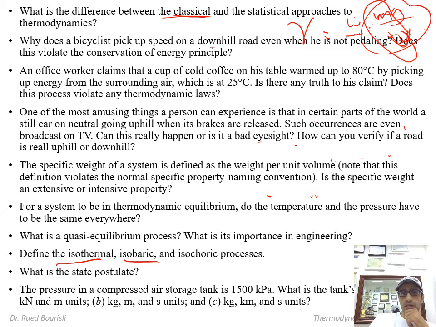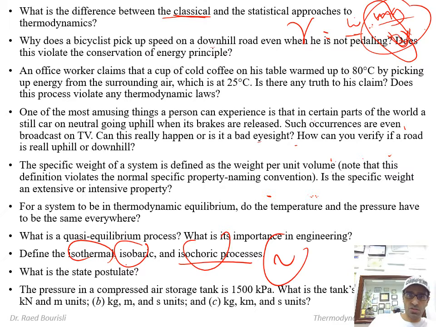Define isothermal, isobaric, isochoric process. You know this: isothermal is where the temperature stays constant, isobaric is where the pressure stays constant, and an isochoric or isometric process is where the specific volume stays constant. Sometimes the volume stays constant, so let's stick to specific volume, since this is intensive. Okay, so T, P, or v.